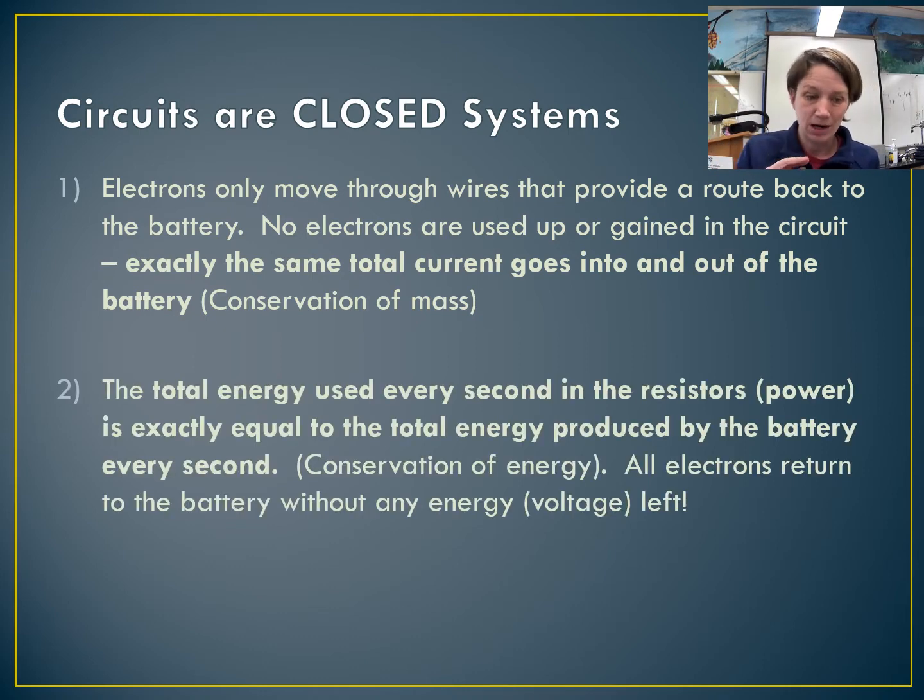The second main principle is that the total energy used every second in the resistors is exactly equal to the total energy produced by the battery every second. This is conservation of energy in a closed system. So if we have a closed system containing the battery and all the resistors and all the other stuff, we have to be basically transforming all of the energy that's provided into something. And what that means functionally is as electrons go through the circuit, they gain energy at the batteries, and they use up all of that energy before they return to the batteries with no energy, which is voltage, left.